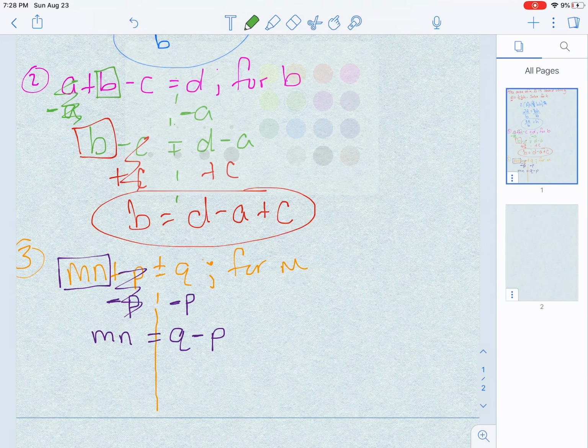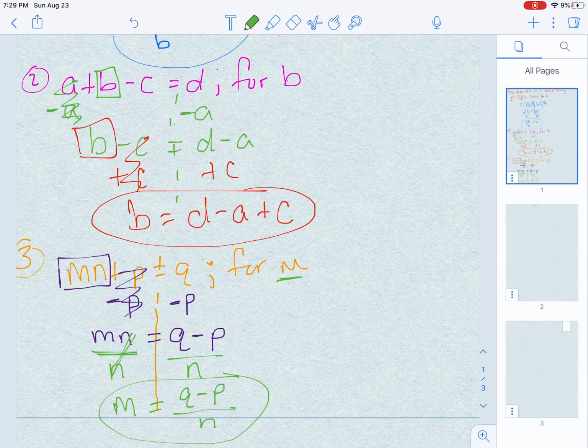Okay? And now what do we have? We have mn, m times n. So I'm going to divide. Now who do I need to be alone? I need m alone, so who do I need to get rid of? I need to get rid of the n. So that's who we're going to divide by. We're going to divide the whole other side by n. So he's gone. We're left with m equals q minus p over n. And you solved for m.